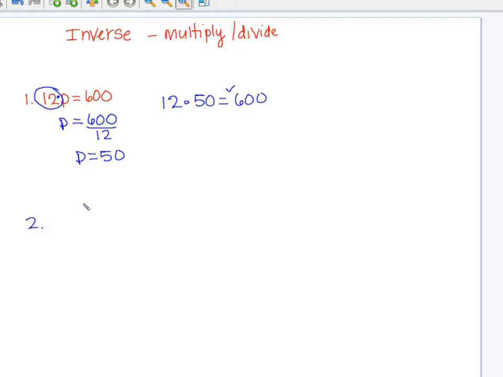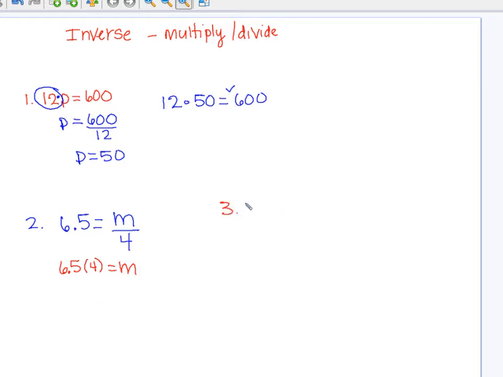Okay, number 2. 6.5 equals m divided by 4. So instead of dividing by 4, we're going to do the opposite. So what's the opposite of dividing by 4? Remember, when we go to the other side, it's going to be times by 4. So 6.5 times 4 equals m. And then, again, you can just put it back in the problem and check it.